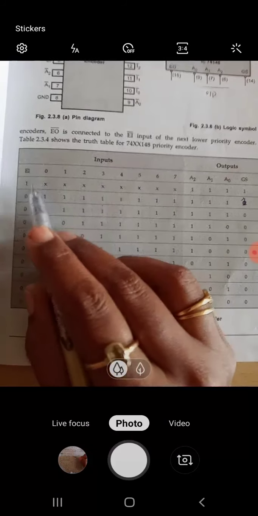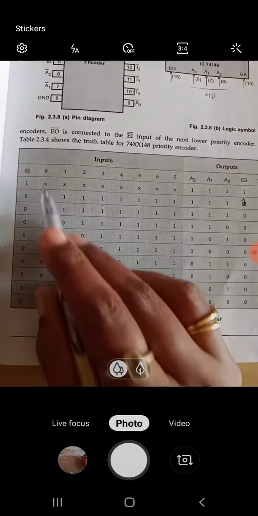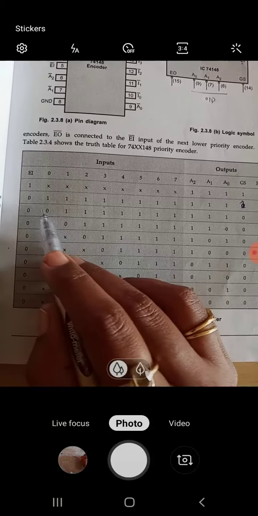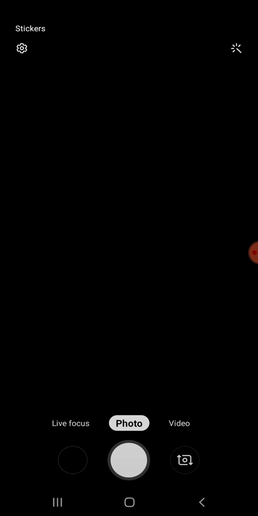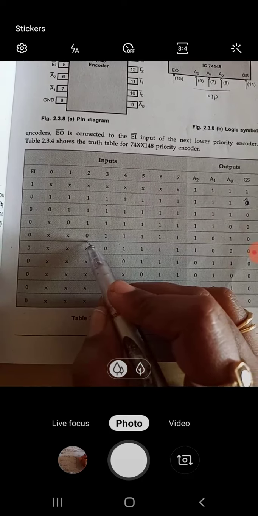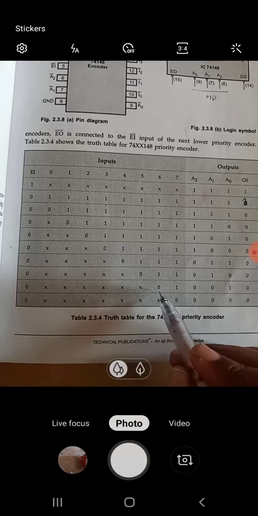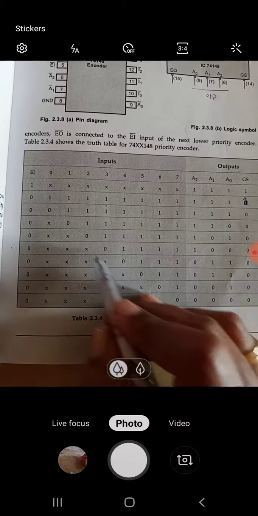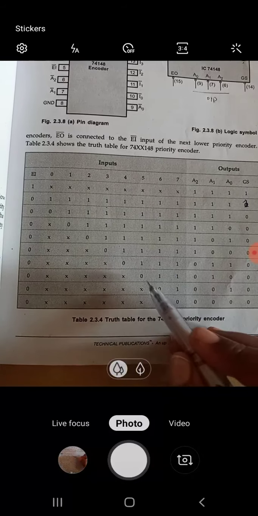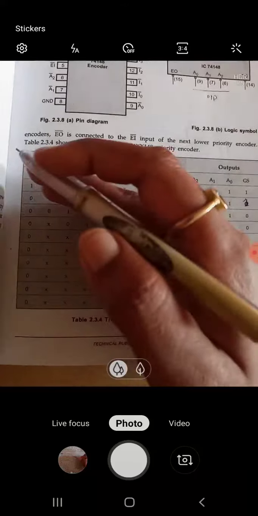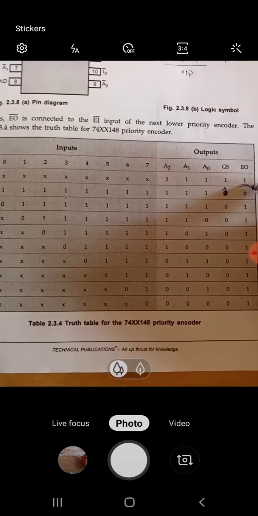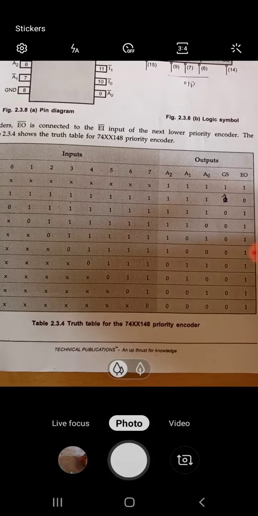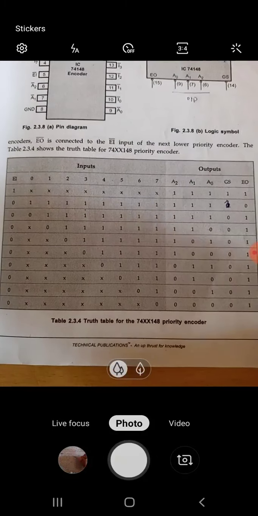So for 1 1, all are don't care. Similarly 1 0, this is 0, this is 1, and then 2, 3, 4, 5, 6 and 7. This is how you have it. Below all these zeros you have all don't care terms, and above all the zeros you have ones. Accordingly you select the particular output whenever EO is active.